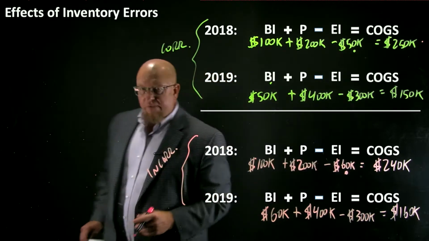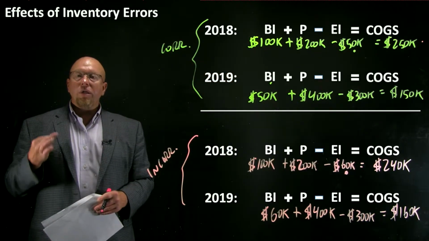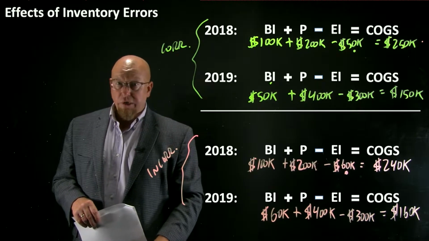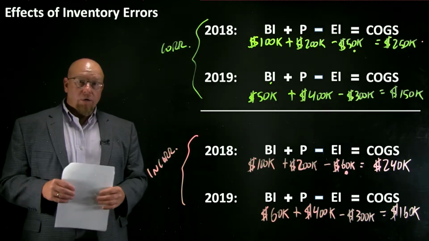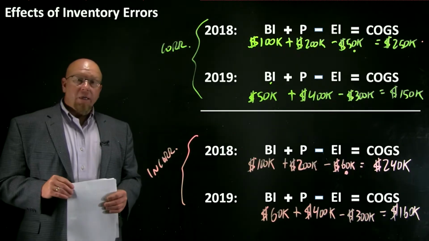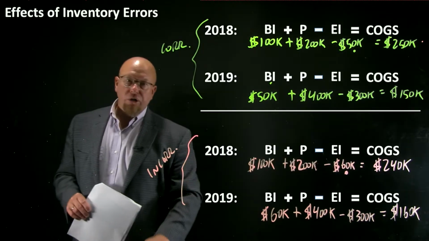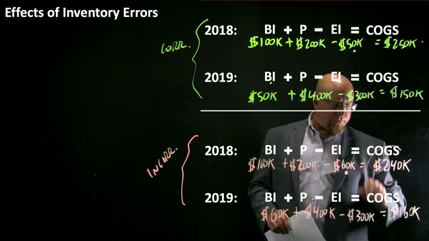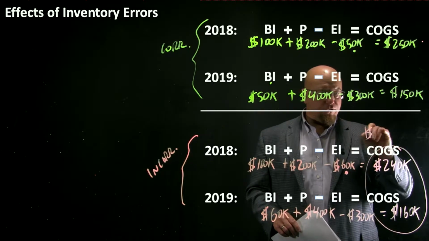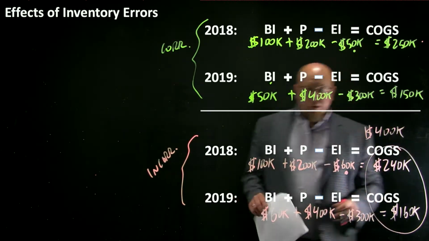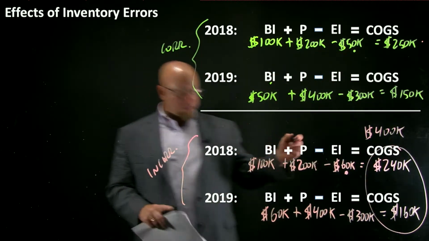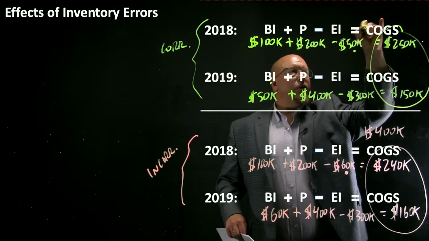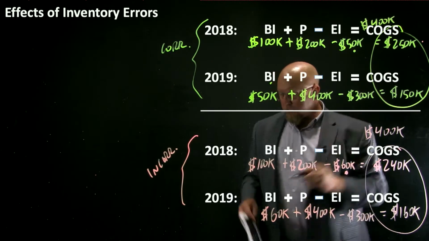So what you're seeing here is inventory errors take 2 years, 2 periods, to correct themselves, unless they're detected and fixed, of course. So if undetected, if uncorrected, an inventory error will take 2 years to correct itself. What you can see is over the 2-year period, this is a cost of goods sold of $400,000. So over the 2-year period, we still had an aggregate $400,000 cost of goods sold, even when we had the errors. And that's true here. Over the 2-year period here, it was $400,000. But what you're seeing is this.